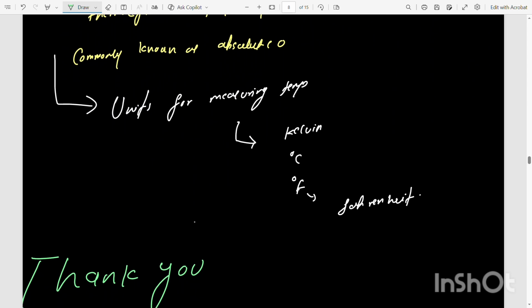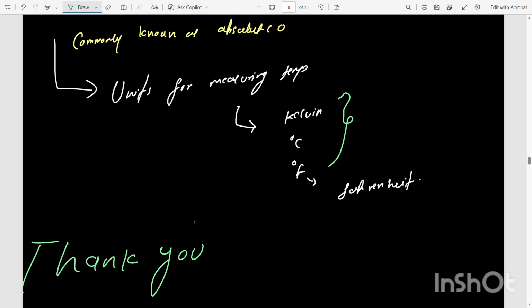Now you can see your temperature. The temperature is the measure of hotness or coolness of a body, and the SI unit is Kelvin.